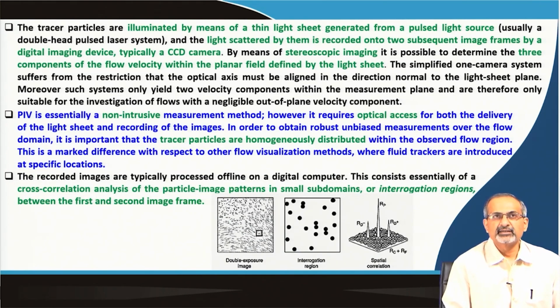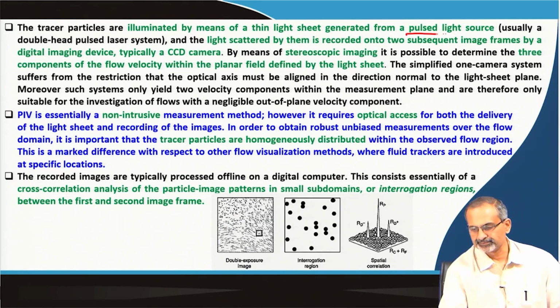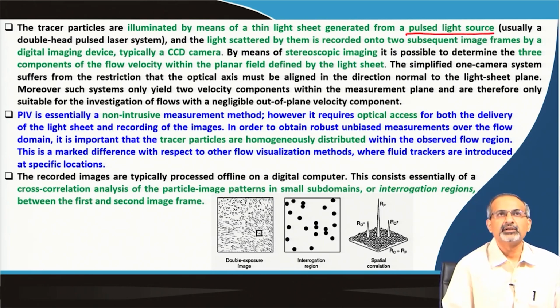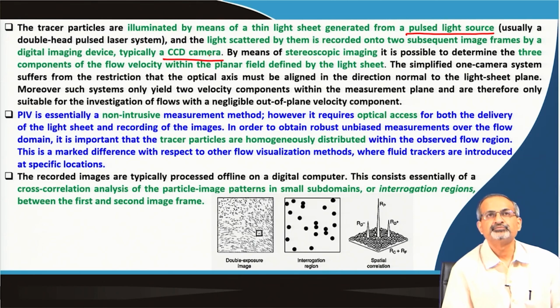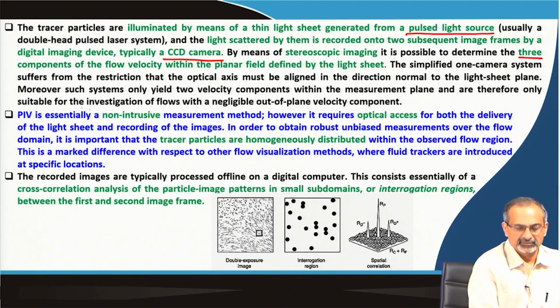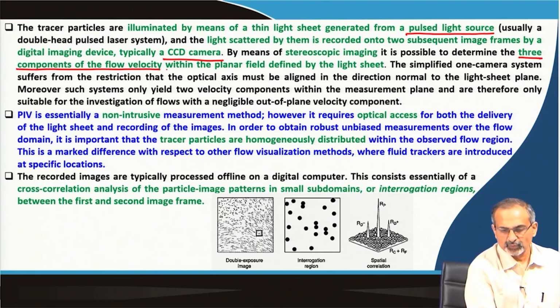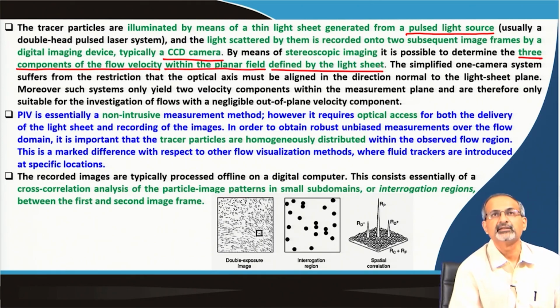The tracer particles are illuminated by means of a thin light sheet generated from a pulsed light source, usually a double head pulse laser system, and the light scattered by them is recorded onto two subsequent image frames by a digital imaging device, often a CCD camera. By means of stereoscopic imaging, it is possible to determine the three components of the flow velocity within the planar field defined by the light sheet.